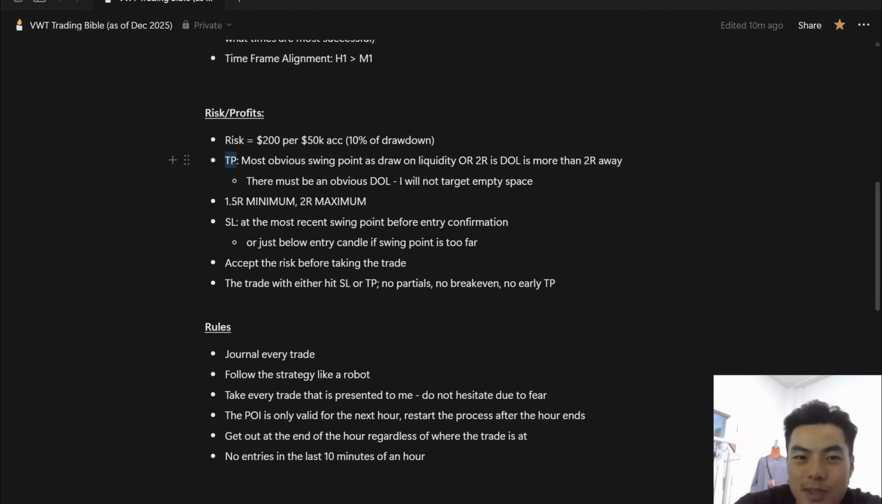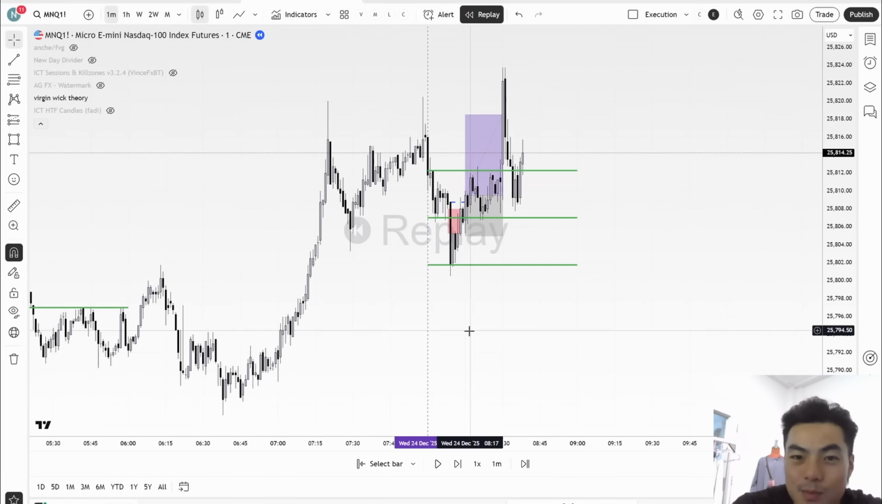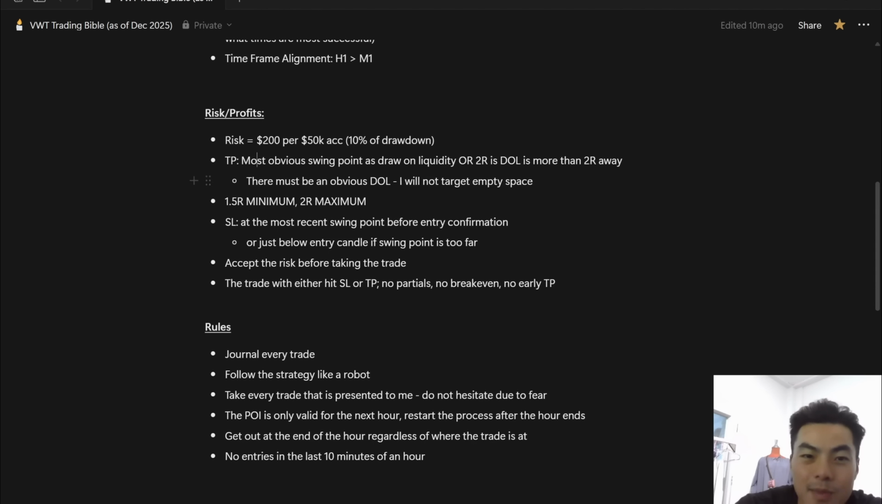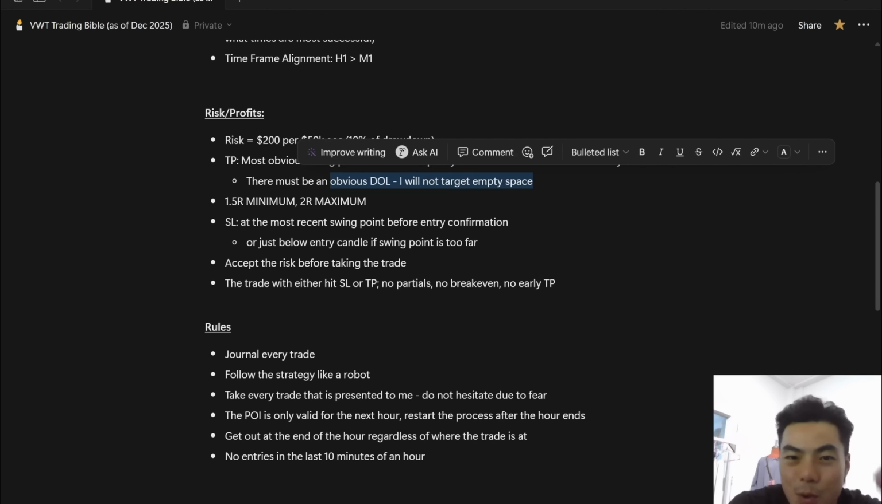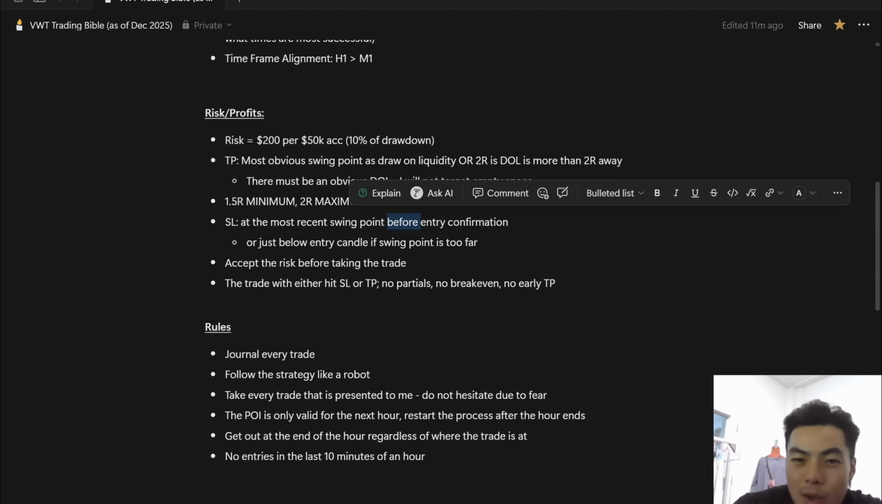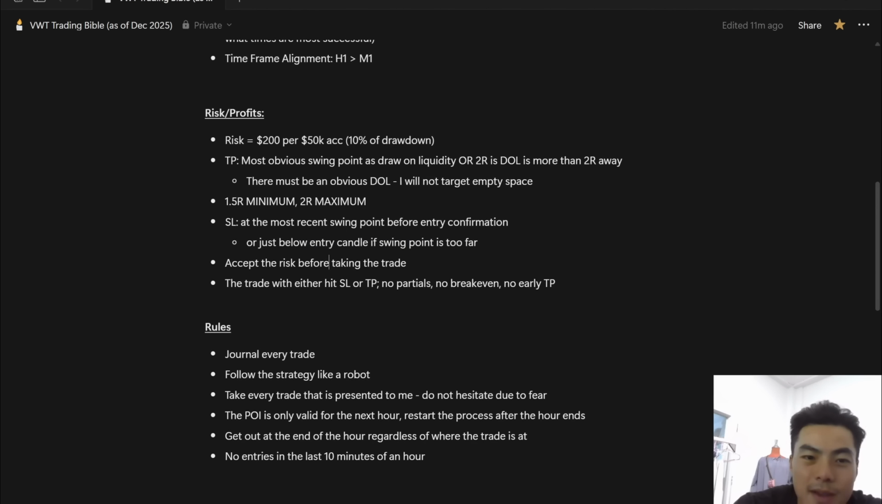Yeah, like I said before, the take profit is the most obvious swing point as the draw on liquidity. Or if the draw on liquidity is too far, like the most recent example, then I'll just go for a flat 2R. There must be an obvious draw on liquidity. I will not target empty space. If there is no target, I will not take the trade. Minimum 1.5R, maximum 2R, as I said before. Stop loss will be at the most recent swing point or just below the entry candle if the swing point is too far. I always accept the risk before taking the trade.